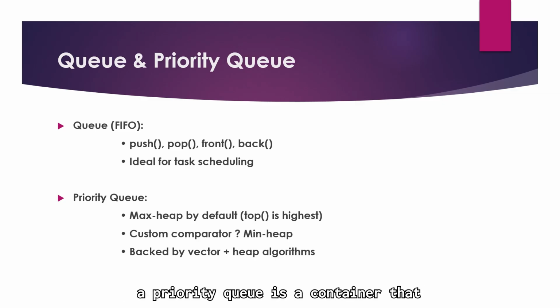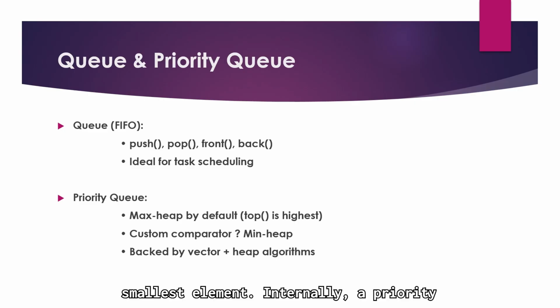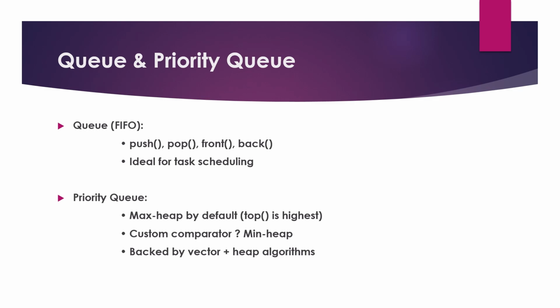On the other hand, a priority queue is a container that always gives access to the element with the highest priority. By default, it behaves like a max heap, meaning the largest element is always at the top. But with a custom comparator, you can turn it into a min heap, useful for Dijkstra's algorithm or when you need the smallest element. Internally, a priority queue is backed by a vector and uses heap algorithms to maintain order.